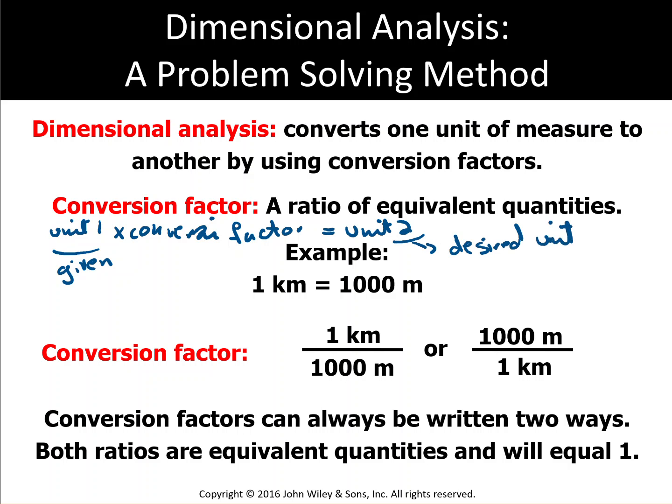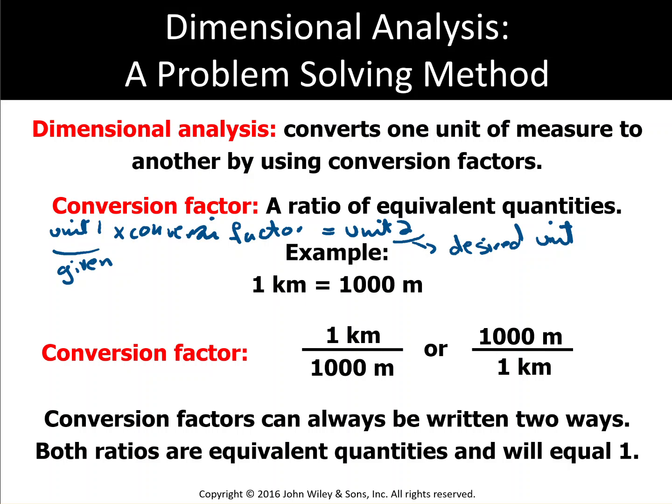To solve problems and do unit conversions, we need to identify what unit 1 and unit 2 are, and we need to write a conversion factor. Now, the best way to start writing conversion factors is by starting from the equality. For example, here, 1 kilometer equals 1,000 meters. So to convert in between kilometers and meters, we're going to use this equality.